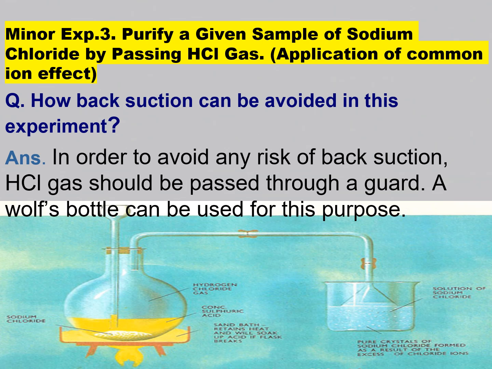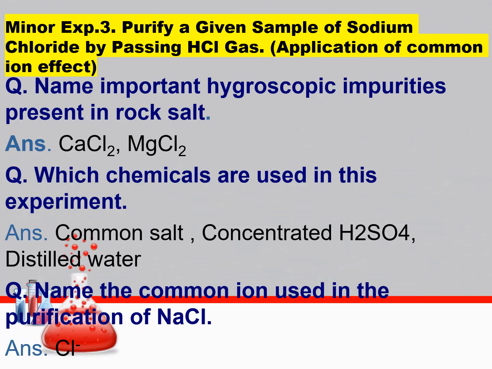Another question, how back suction can be avoided in this experiment? You see in the diagram, in order to avoid any risk of back suction, HCl gas should be passed through a guard, and a Woulfe bottle can be used for this purpose. More questions are here relating to this experiment, like name important hygroscopic impurities present in the rock salt. Calcium chloride, magnesium chloride.